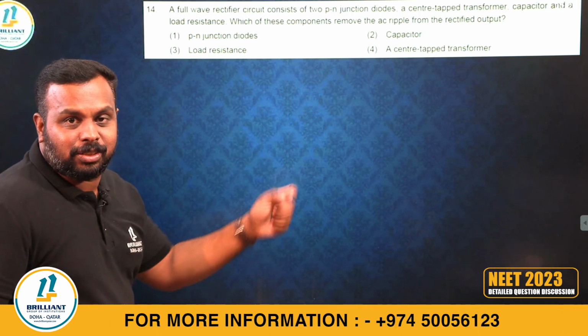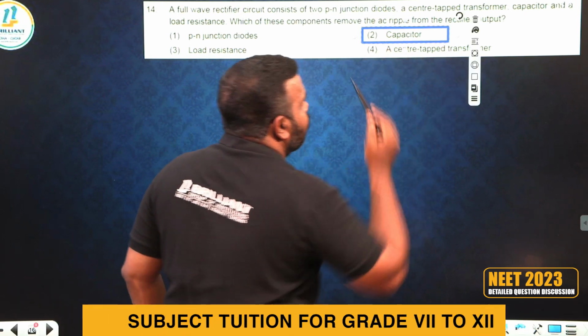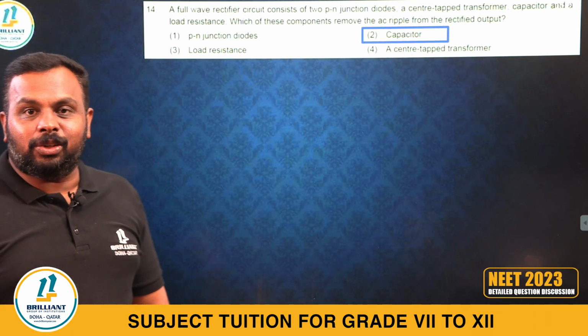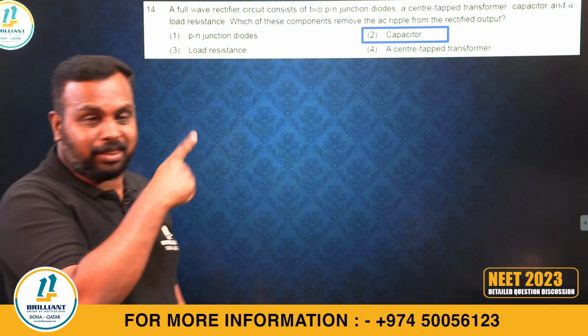So which device is removing the ripple? It is the capacitor. See, capacitor only. Okay, it's easy. Going to the next chapter, a question from the semiconductor part.